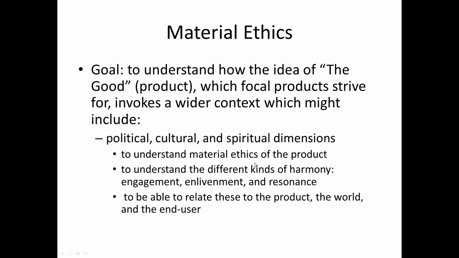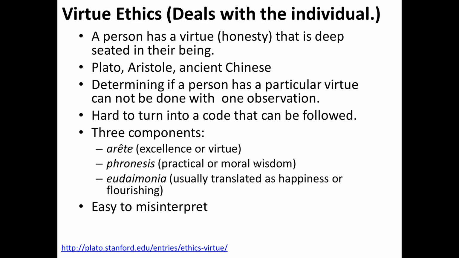Now, there's more than 3 classes of ethics, but the 3 that we'll concern ourselves with, the first one is material ethics. And this is how the product interacts with the world. Then virtue ethics is how the individual interacts with the project and the world. And in this case, it is a bit strict in that a person has a virtue, let's say honesty, that's deep-seated in their being. And this comes from Plato, Aristotle, and even ancient Chinese societies had this kind of ethics.